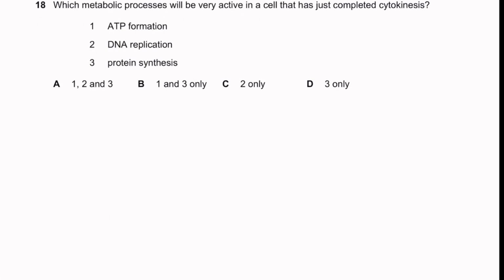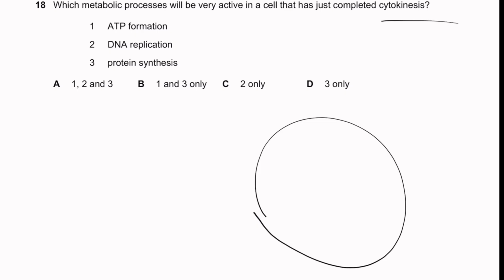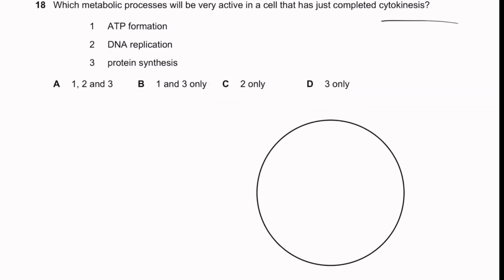Moving on. Which metabolic process will be very active in a cell that has just completed cytokinesis? So it's now completely divided into 2 different cells in the case of mitosis. And in this case, it's going to now start with the G1 phase. So you have to remember how the cell cycle works. So the cell cycle, we're going to have a bunch of stages.